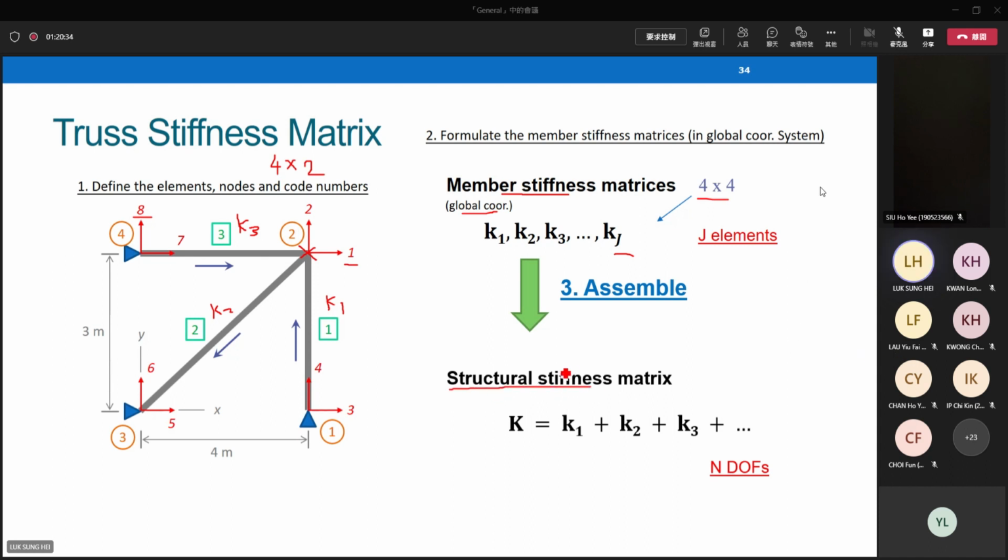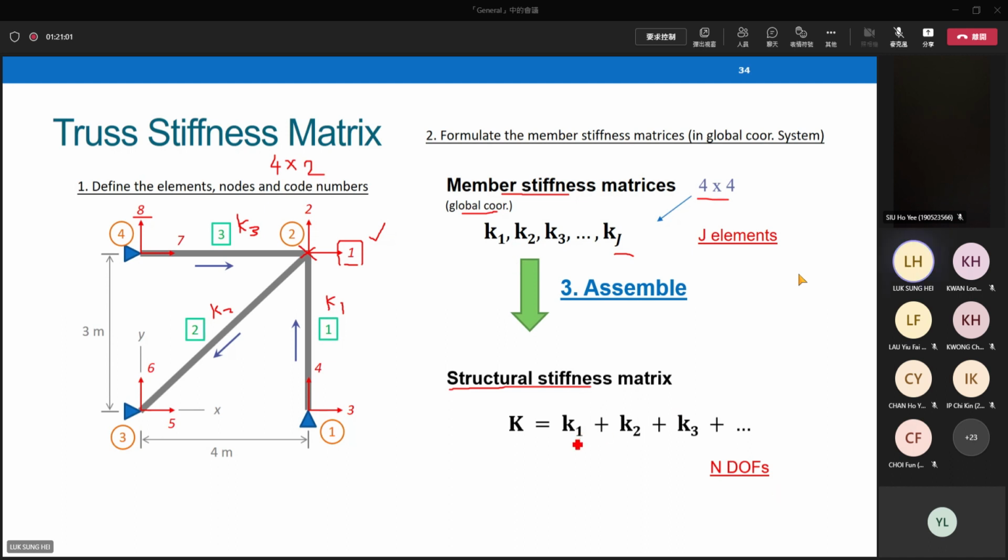Why can we add up the matrices together? Because the element stiffness matrix is just like a force, right? Stiffness matrix just like force. We can add up forces together as long as they are pointing along the same direction, same positions. This arrow, this code number, helps us to define their position and their directions. If they are acting along the same direction, the same position, then we can add up the numbers together.